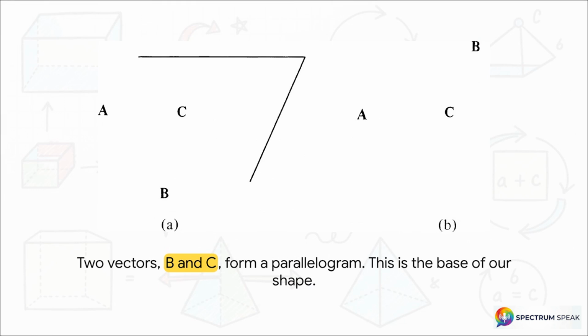Picture a flat surface, a plane. Now let's draw two vectors on it. We'll call them B and C, both starting from the exact same spot. See how they naturally form the sides of a parallelogram? I want you to think of that parallelogram as the foundation of our shape, like the concrete slab or the floor plan of a house.